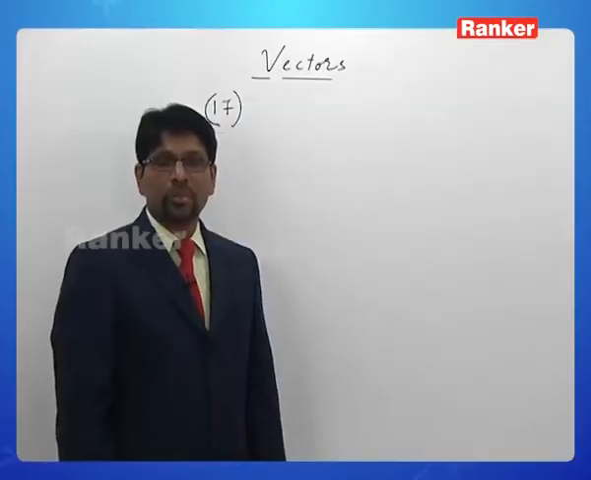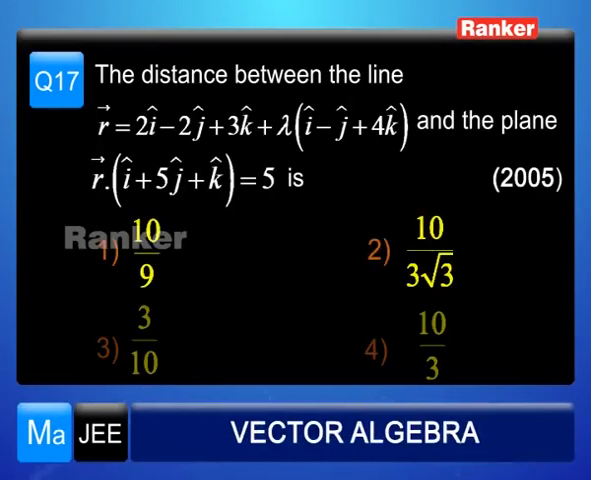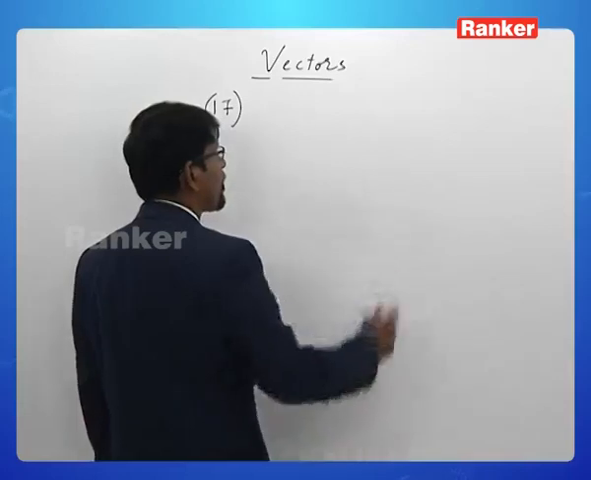Let's move to the next question, question number 17. The distance between the line r bar equals 2i minus 2j plus 3k plus lambda times (i minus j plus 4k), and the plane r bar dot (i plus 5j plus k) equal to 5, is: first option 10 by 9, second option 10 by 3 root 3, third option 3 by 10, and fourth option 10 by 3. Let's have a look at this.